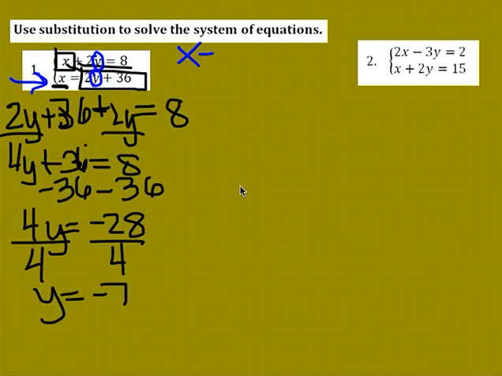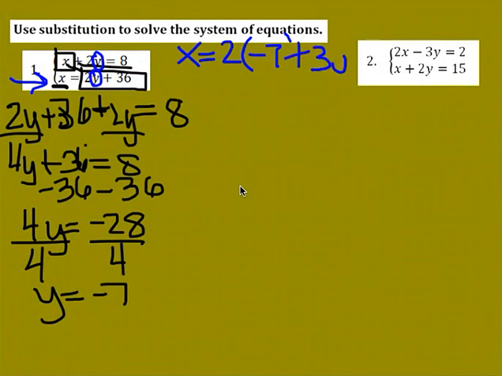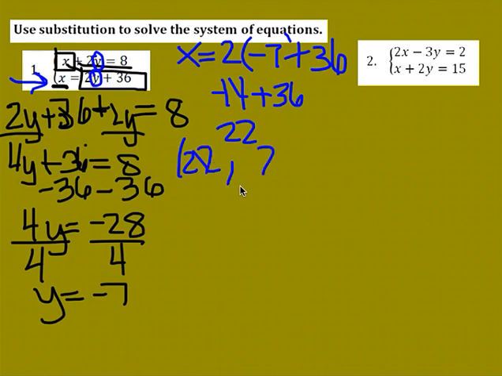So I'm just going to do x is equal to 2, and instead of the y, I'm going to put negative 7, and then plus 36. It's being crabby with me, isn't it? Okay, so 2 times negative 7 is negative 14, plus 36. Well, 36 minus 14 is going to give me 22. So my answer here is 22, negative 7. That is a terrible 2. I don't know what my handwriting is today. Remember, we're going to do x and then y.